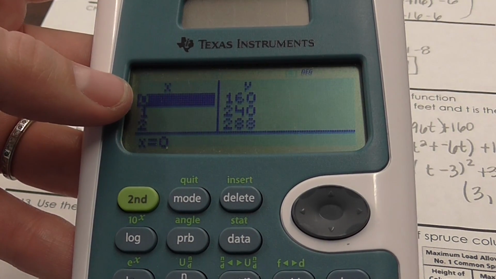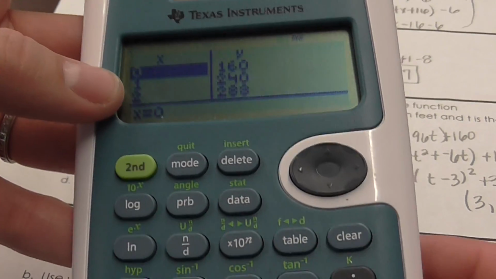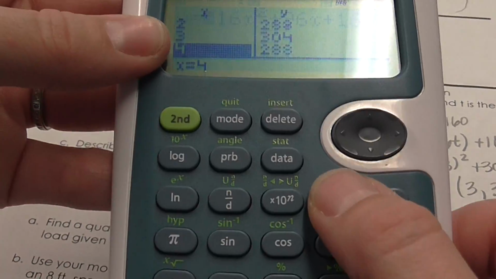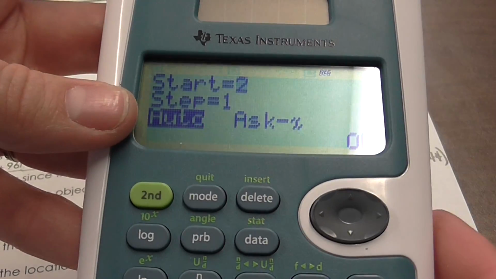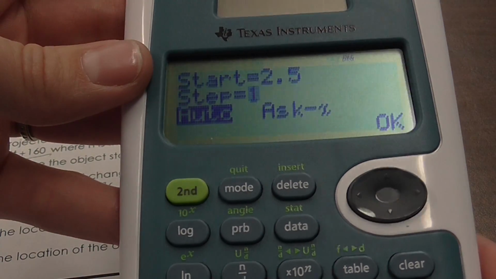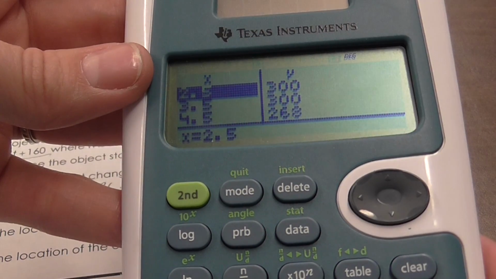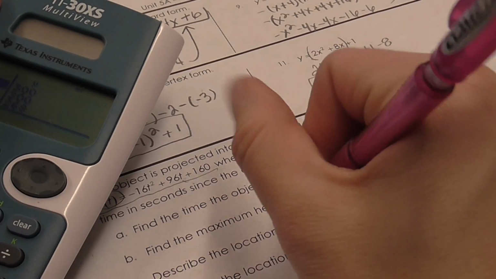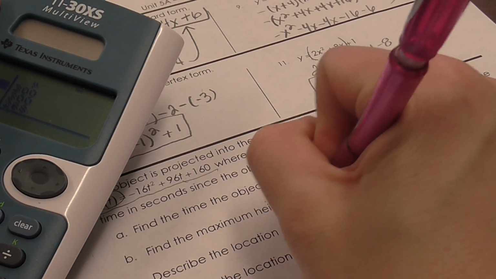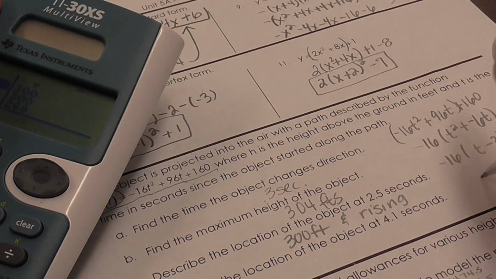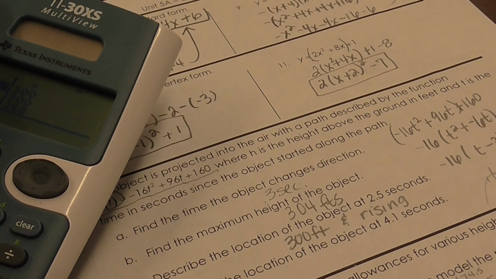So at 0, I am at 160. At 1, I'm at 240. At 2, I'm at 288. Oh, and then it jumps straight to 3. You've got to go and plug in, telling it you want it to be at 2.5. So I'm going to start at 2.5. I'm going to hit OK. And at 2.5, it's 300 feet in the air. So describe the location at 2.5 seconds: 300 feet, and rising. It's still going up because this is 3 seconds and 2.5 seconds is over here.